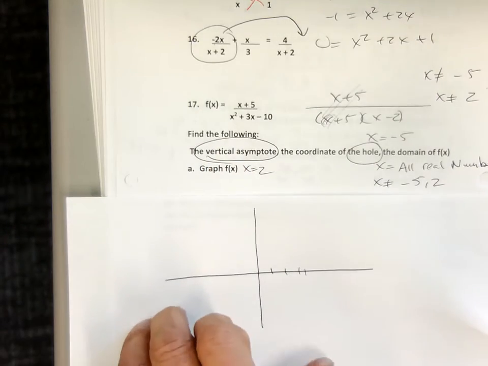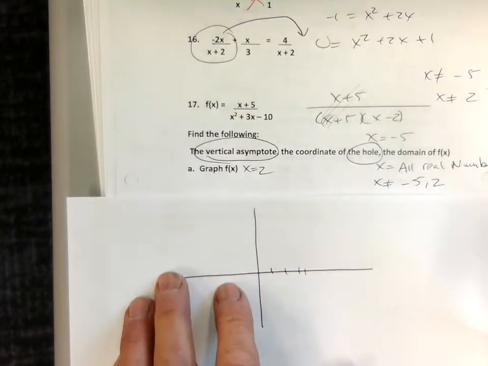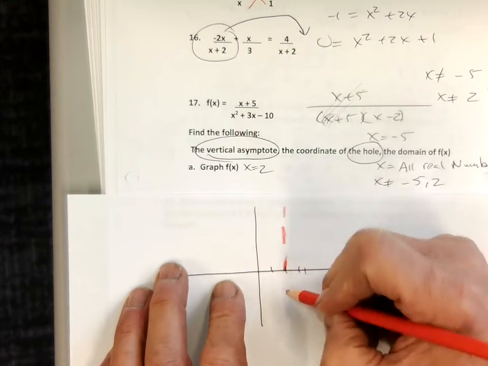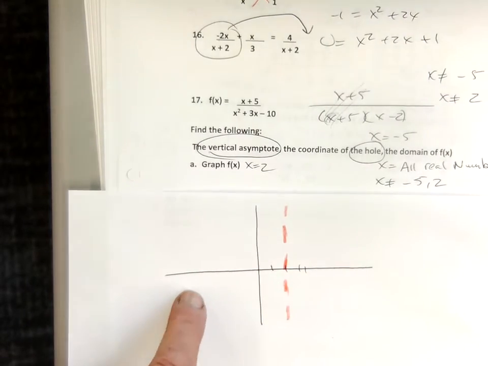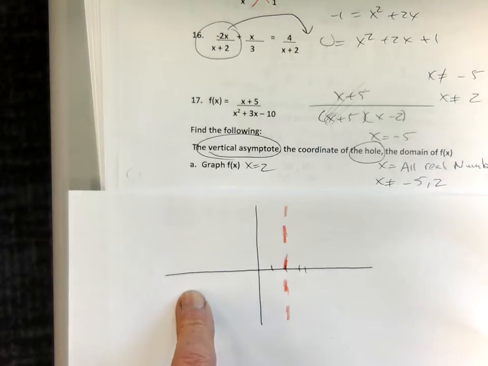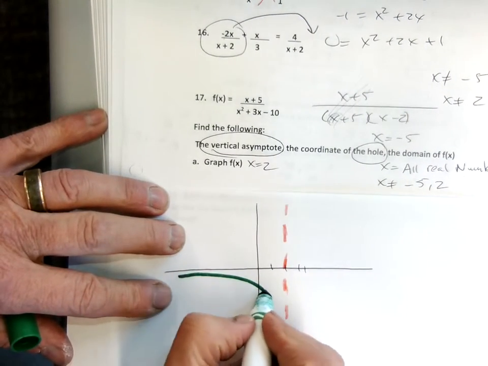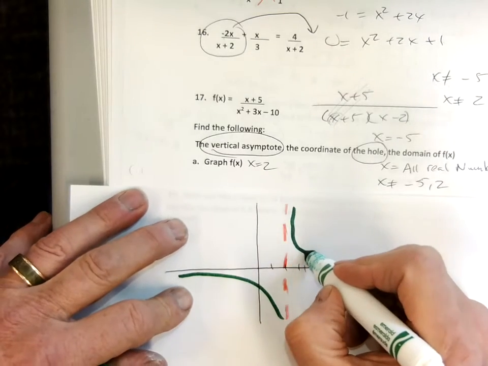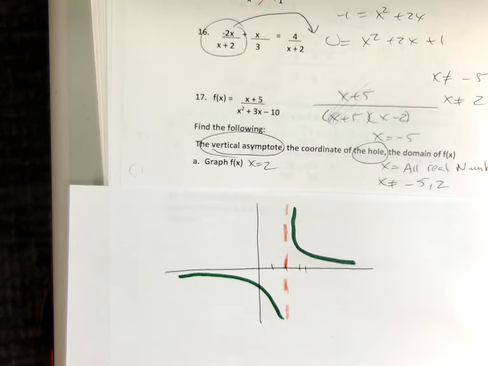So I know my asymptote goes right there. Let me draw my asymptote. x has to be 2, because you can't divide by 0. And I've got a hole at negative 5. But I know the graph has to look like this. Remember? It's going to look something like this. And I'm going to have a hole at negative 5.